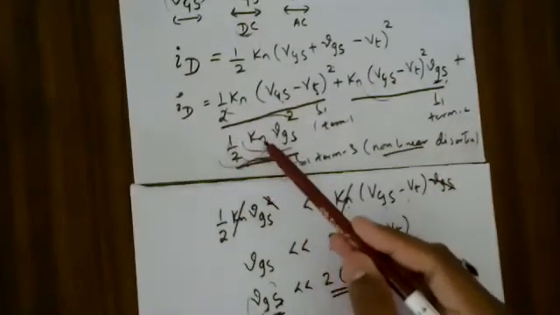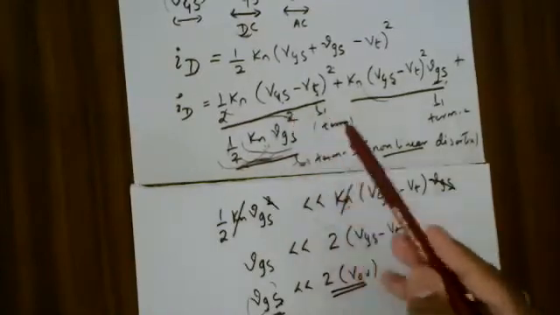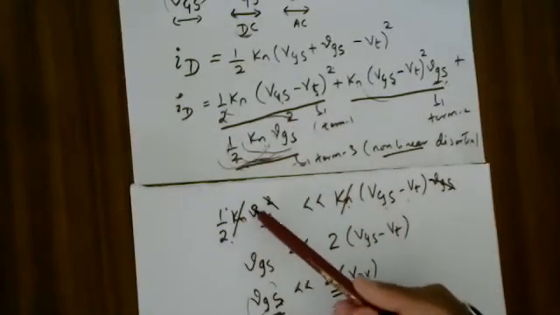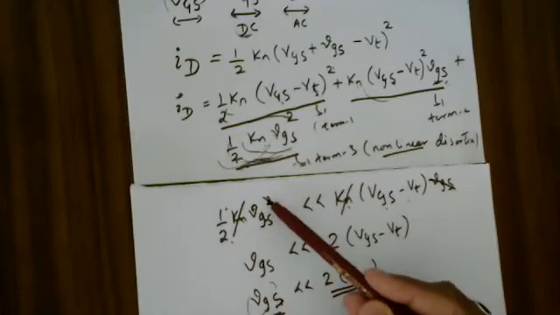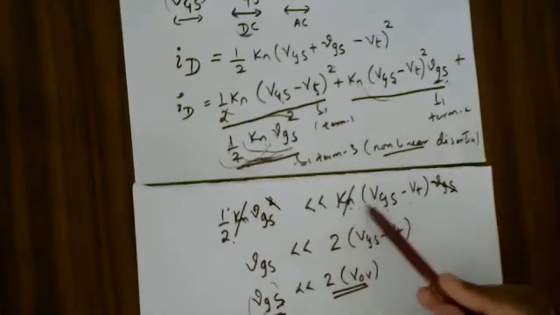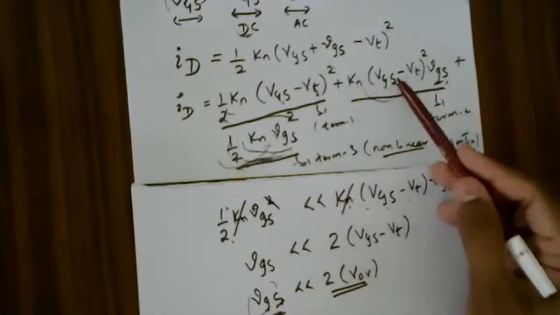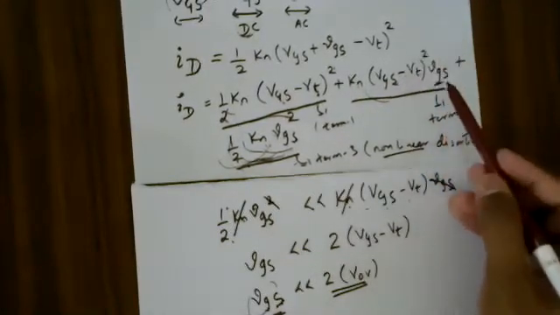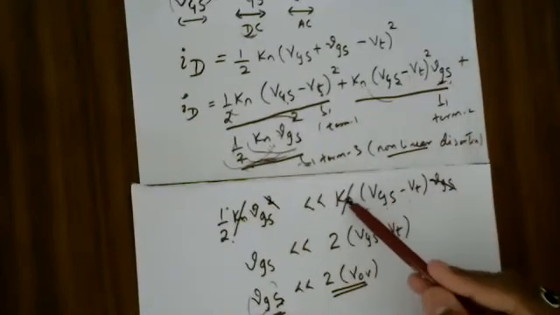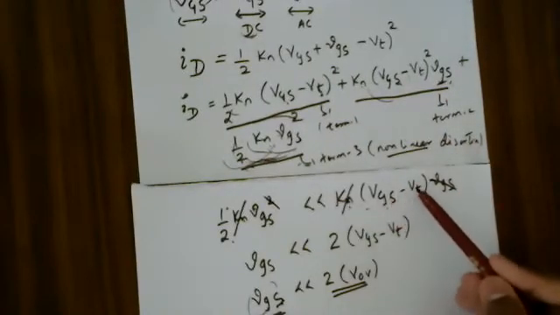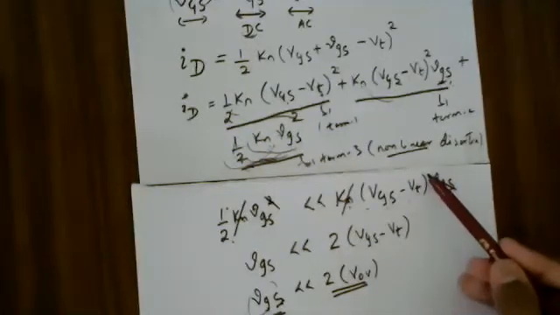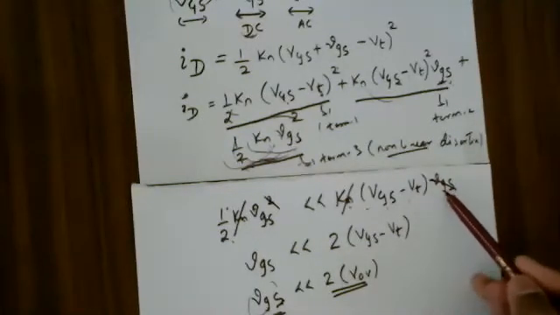So if you see this equation, I'll keep both the equation for reference. What I've said here, 1 by 2 times Kn into VGS square, should be much less than this term, which is coming from my second term: Kn into VGS minus Vt, the whole square, into VGS. What I'm writing here is Kn into VGS minus Vt, that's all, square is not done, into VGS.